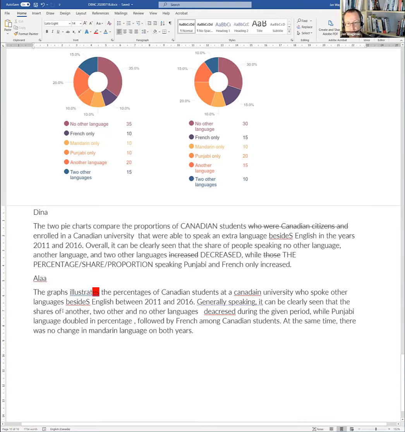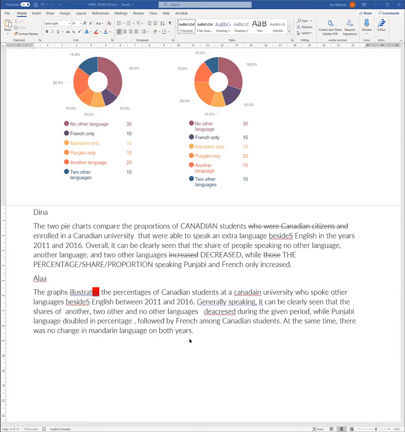For that reason, it would make sense to mention the specific other languages first, and then it'll make sense why you're referring to another, two other, no other. But like I'm saying, it can be seen that the shares of another, like how you want me to say it. Right, but the reader has no idea what another refers to. Oh. Right, because that's the very first one you're mentioning. So I would mention Punjabi, French, and Mandarin first, and then end with another, two other, no other. Does that make sense? Yes. Okay.